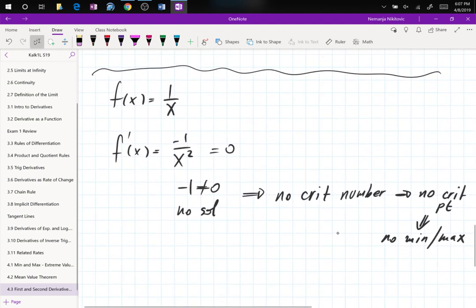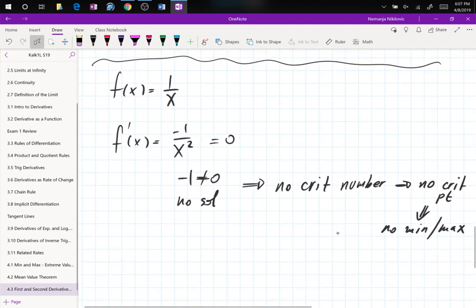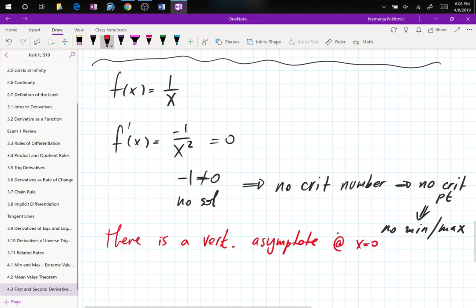But now what do we do for the first derivative test? Well, this example is going to give us a second part of the story, which is that partitioning can also be done with vertical asymptotes. There is a vertical asymptote at x equals 0. We use that for partition.